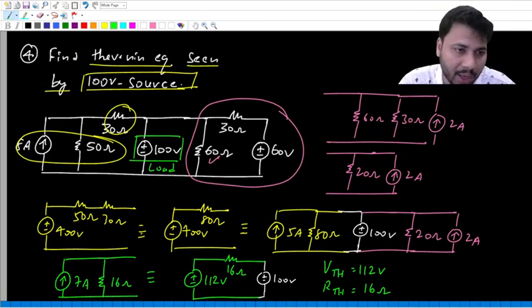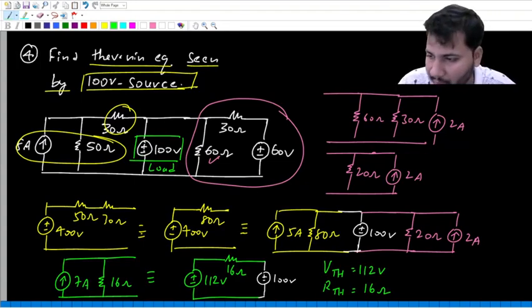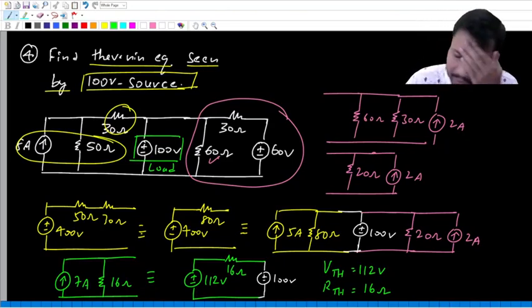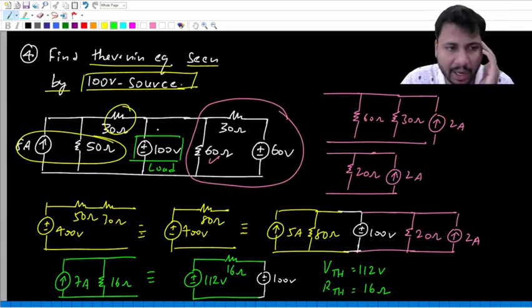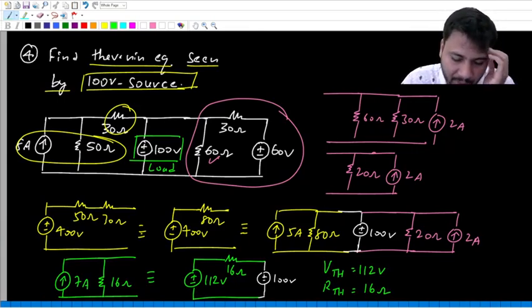And then you could have replaced the 100 volt source with a short circuit, and then you could have found the short circuit current, that is ISC. And from VOC and ISC also we can get VTH and RTH. Or else if you want to find only RTH, RTH means what? Equivalent resistance seen by the 100 volt source.